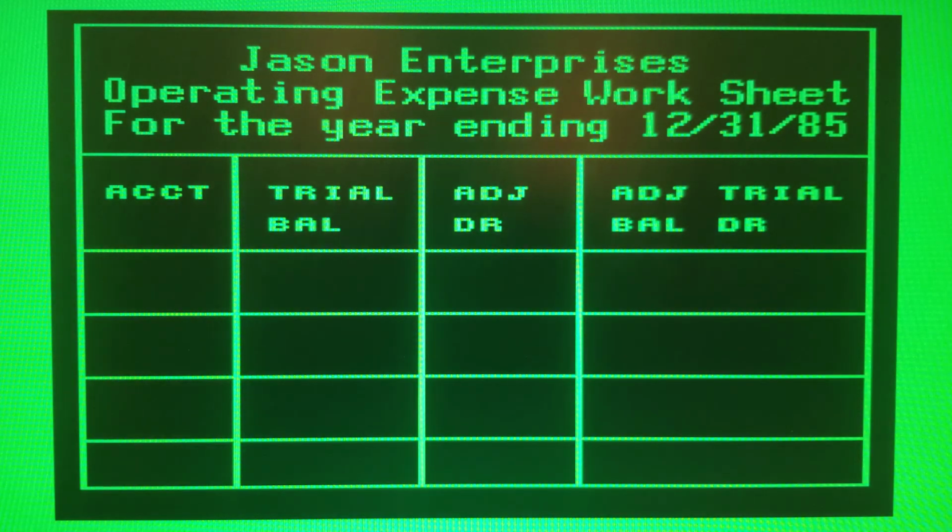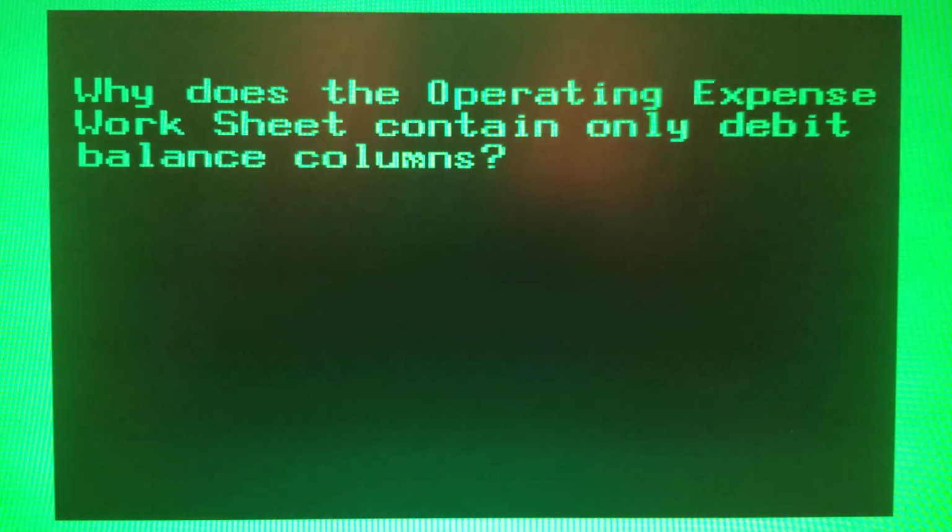You may notice that the operating expense worksheet contains only the debit balance columns. Why is this?